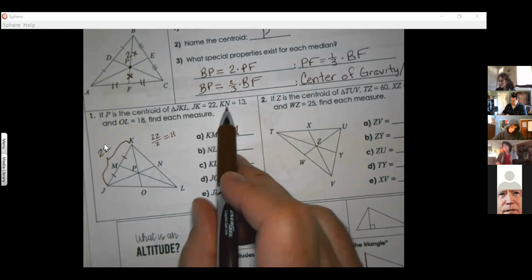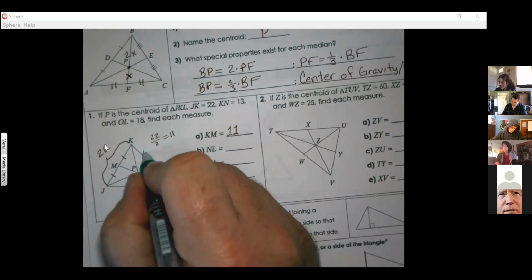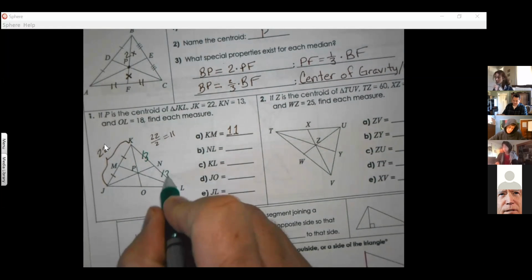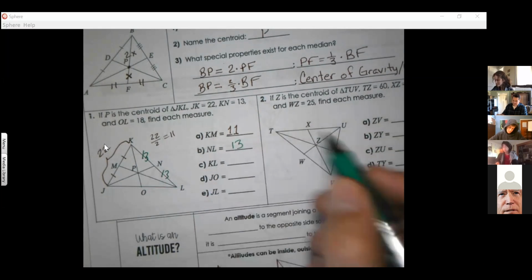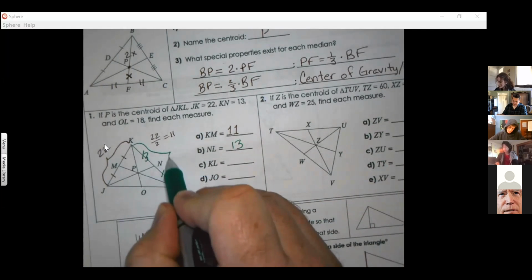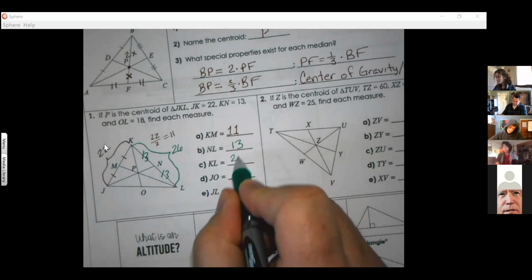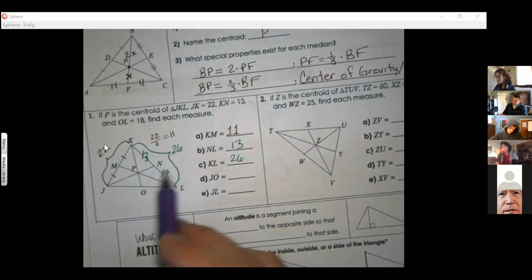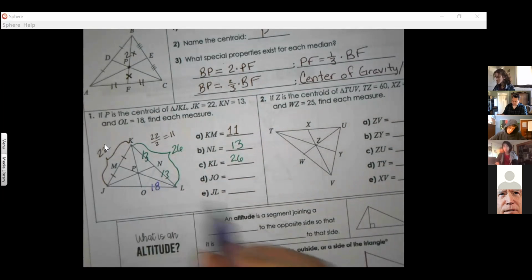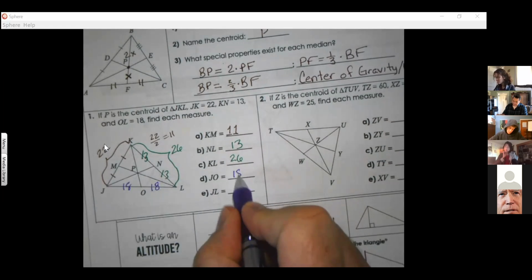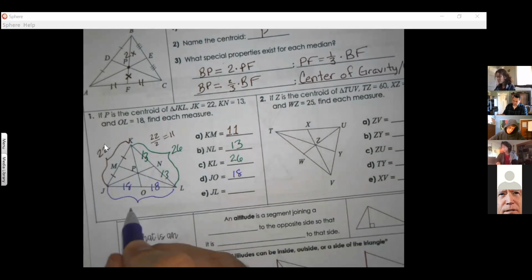And then they tell us that KN is equal to 13. What do we know must be true based on that? That NL is also equal to 13. Good, because that has to be a midpoint, so those two parts must be the same. So NL has to be 13. And what can we then say about KL? Well, it's got to be the sum of those, 26. And lastly, they're telling us that OL is 18. So we know that JO similarly must be 18. And that the whole side length is double that, or 36.